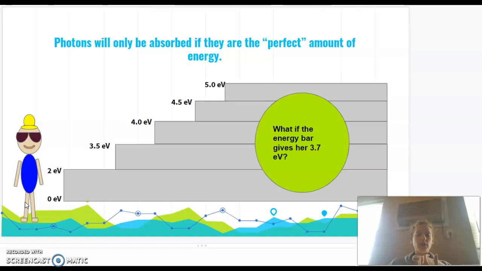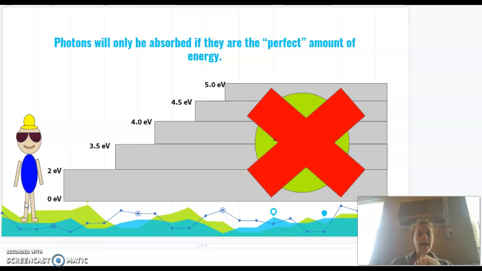So now what if the energy bar gives me 3.7 electron volts? What will happen? Absolutely nothing, right? I can't go anywhere because I can't exist between the step that has 3.5 and the step that has 4. I can't hover there. And electrons are the same way. They won't exist in a space that doesn't correspond to a specific amount of energy.